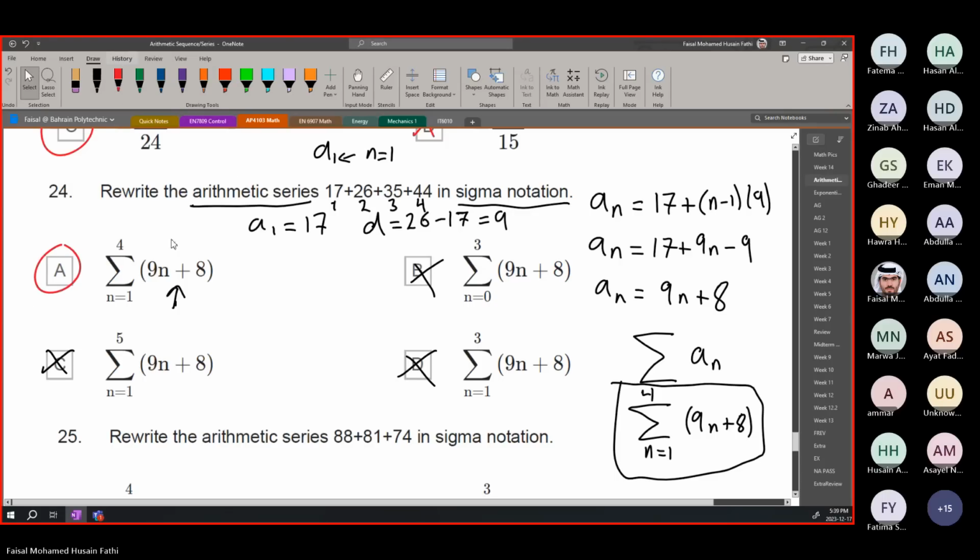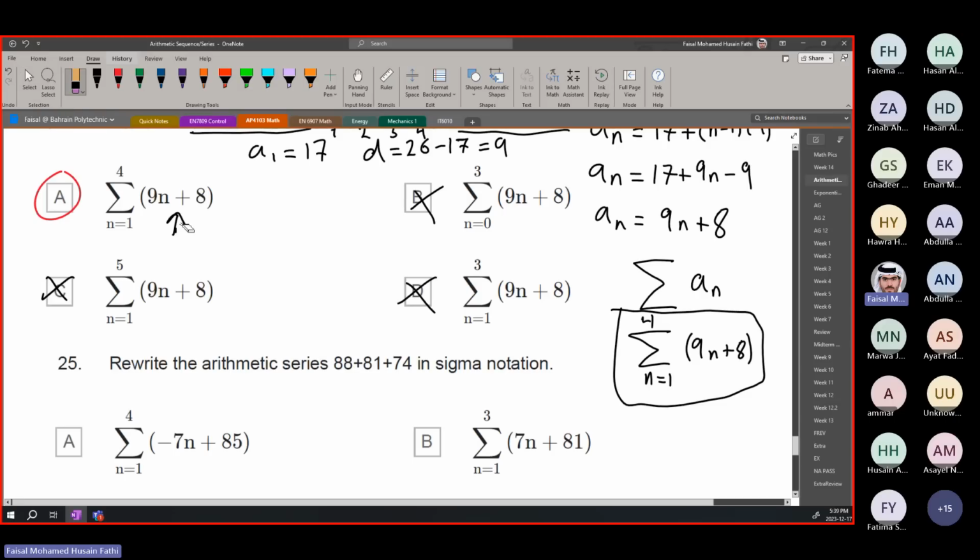Is this point clear? Because I did not explain this last time, but it's very straightforward. Inside will be your AN equation. Your n will always start from 1 if you're transforming from an arithmetic series to sigma notation. And your final number depends on what your nth term, your final term, is. Tamam?